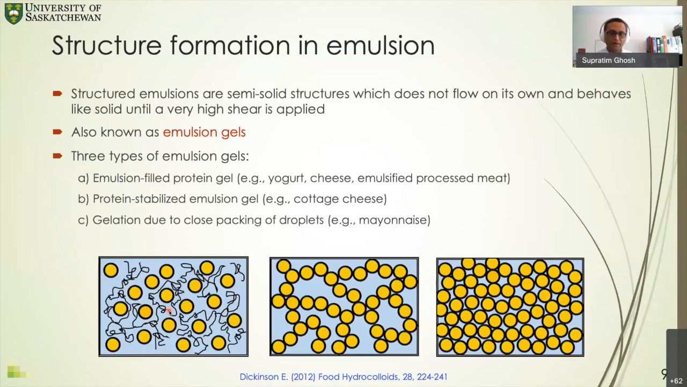And the last one is gelation due to close packing of droplets. So the best example here is mayonnaise, where you can just pack and pack and pack oil droplets until they touch their surface, and you can no longer pack anymore. And so they create a close-packed structure. And because of that, they become a solid-like material, gel material. So these are three kinds of emulsion gel, and today we'll talk a little bit about each of them.